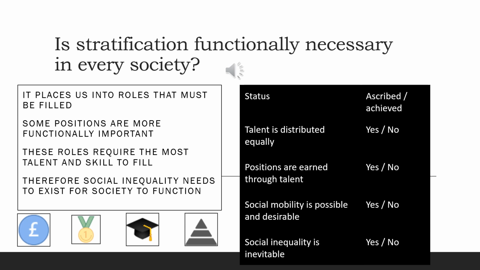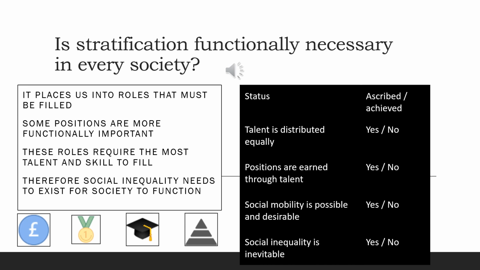And you can easily use the little chart on the right there to see what your beliefs are and how closely you agree with Davis and Moore or not. So what kind of status do you believe is in society? Now remember, ascribed is given to you and achieved is obviously what you achieve. Whether you believe talent is distributed equally or not, whether you earn your positions in society through talent, whether you can move in society and whether that's desirable too, and whether you have to have some inequality or not.